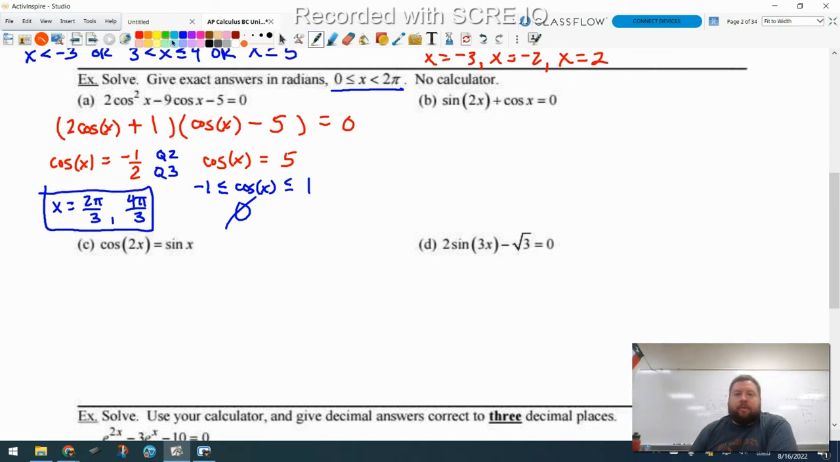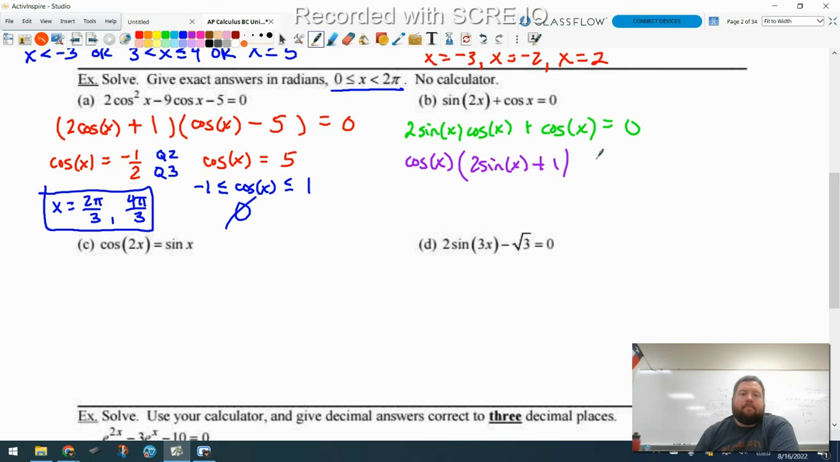All right, next one, you're going to have to remember a trig identity. Sine of 2x. This is a double angle formula. This one shows up quite a bit, so I definitely recommend memorizing it. Sine of 2x is equal to 2 sine x cosine x, plus cosine x is equal to 0. The reason that's helpful is because we can now factor out a cosine. So I end up with cosine x is equal to 0, and sine x is equal to negative 1/2. Subtract the 1, divide by 2.